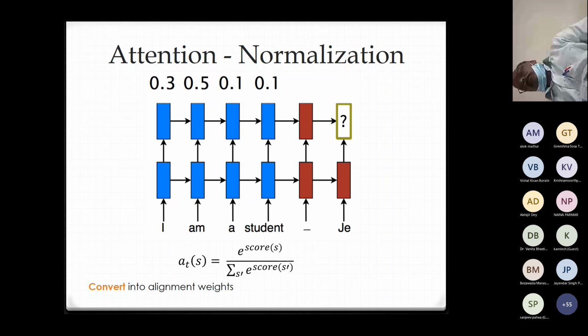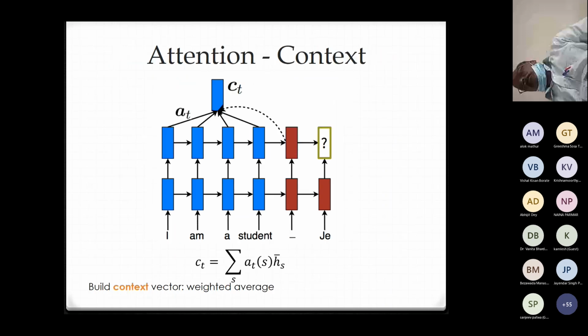S dash score is like the scoring points. And the context is there, alpha_t and c_t. We can get the value from the formula: c_t is the summation of alpha_t s h_s. Okay, so this is the formula.